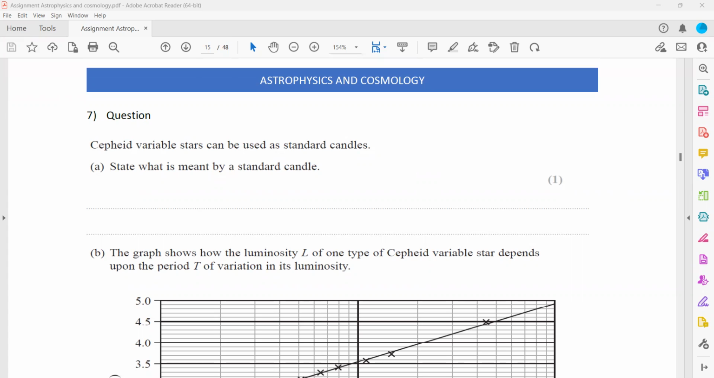Astronomical objects, or stellar objects, which have a known luminosity, meaning we know their luminosity, or we can say we know their power, are known as standard candles.